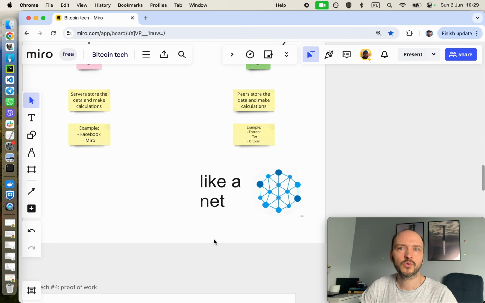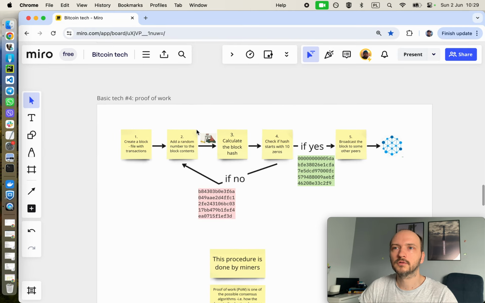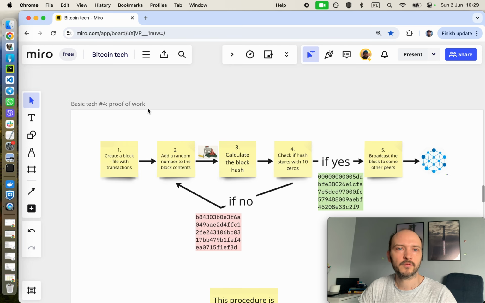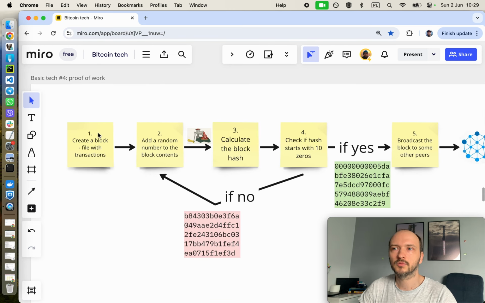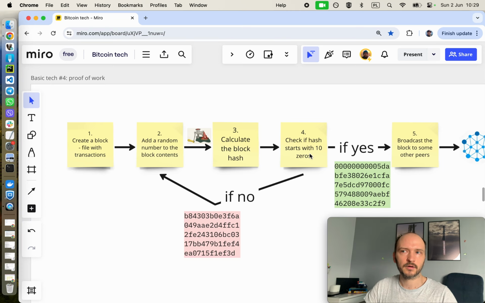So that's core tech number 4. Core tech number 4 is proof of work. I will also explain how it works. You probably heard about that, and it's quite simple if you understand the hash. So I will show you how it works.